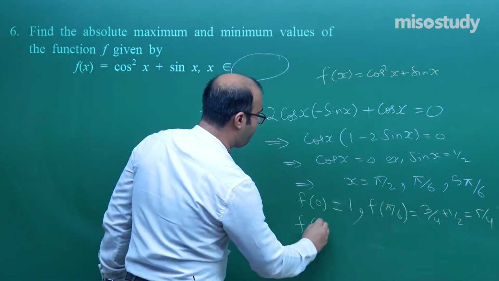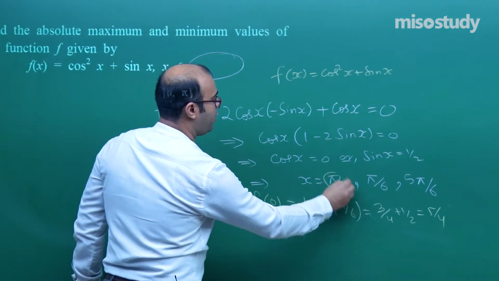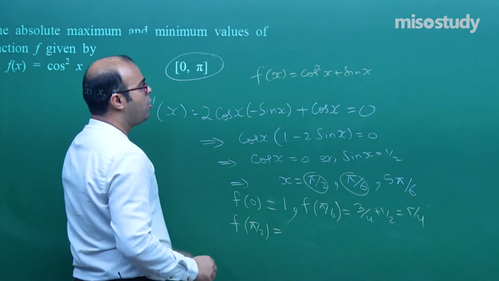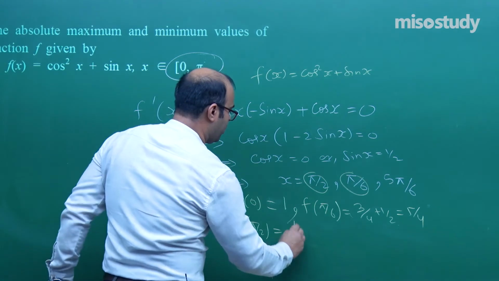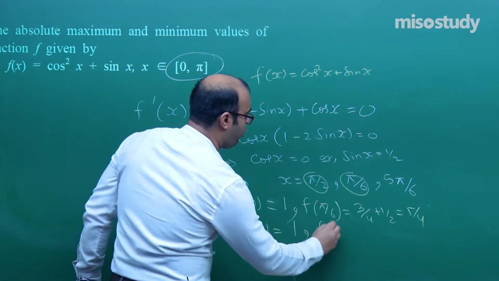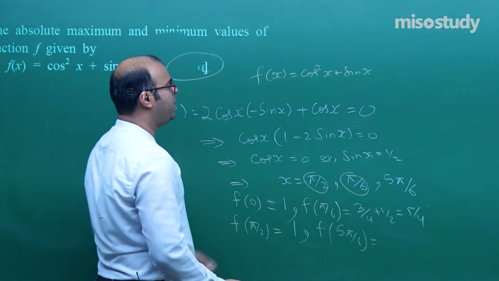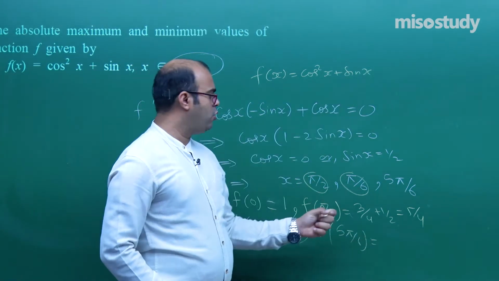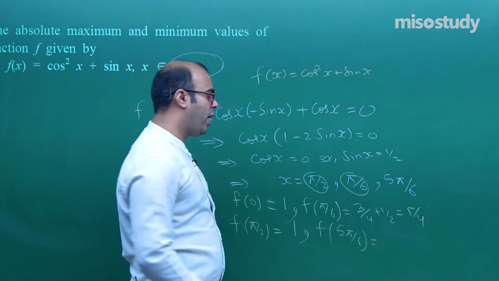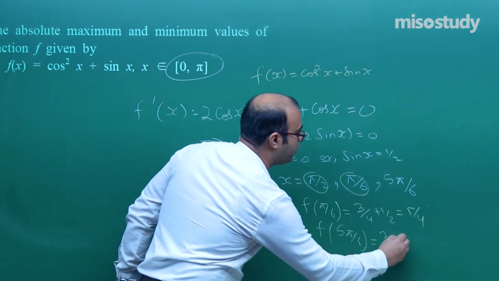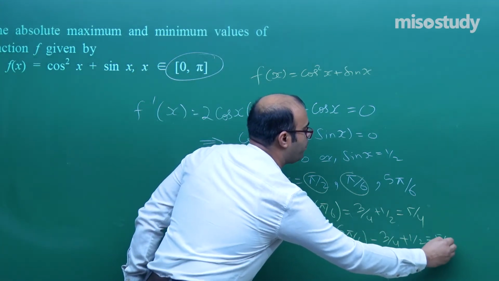Let us take f of pi by 2 next. So cos pi by 2 is 0, sin pi by 2 is 1. So again 1. Next is f of 5 pi by 6. So 5 pi by 6 will also give you the same value as pi by 6, as there is a cos square, so negative will become positive. So this is also 5 by 4.